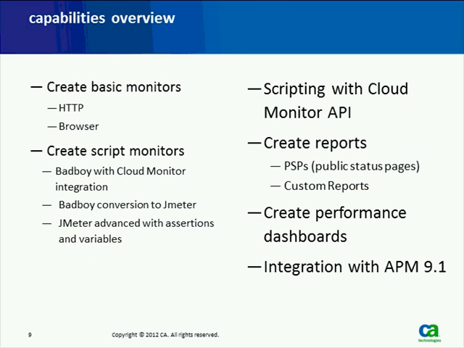Scripting with the Cloud Monitor API, as I mentioned, is a rather extensive API. You can access it to log into your account, get statistics from all the monitoring stations and all the monitoring rules you have set up, and log out of your account, returning that data to where you want it to go. The reports are very flexible. The PSPs I touched on are highly customizable with your own look and feel, your own web services, and areas to post messages and updates even out to your users, and then custom reports with various delivery methods.